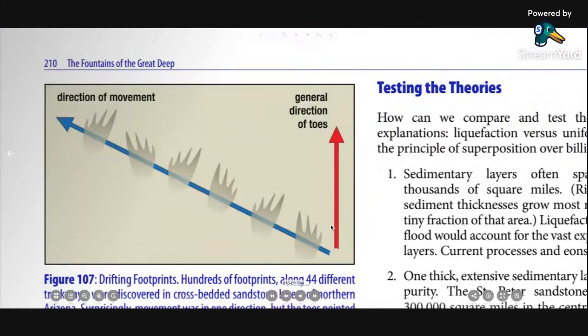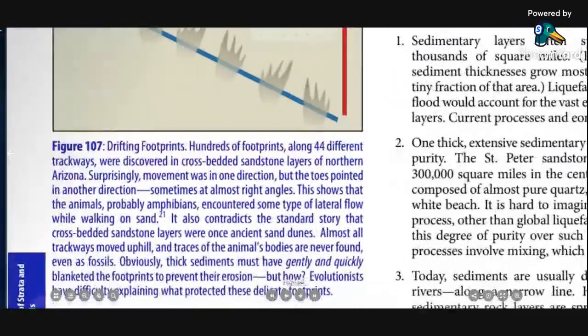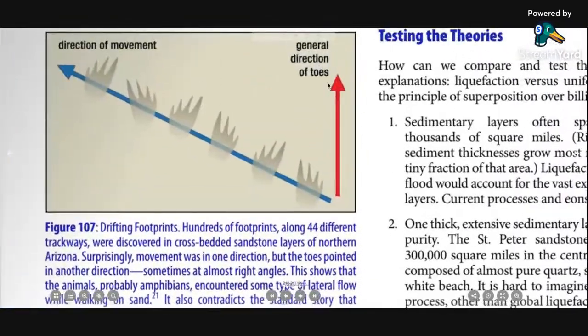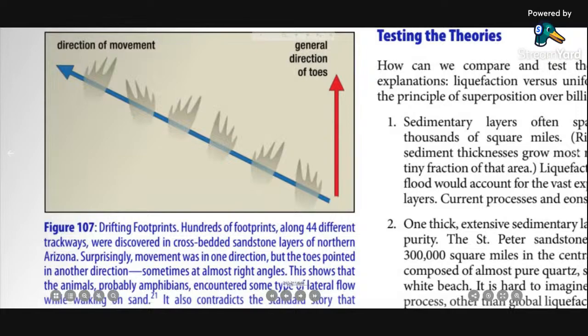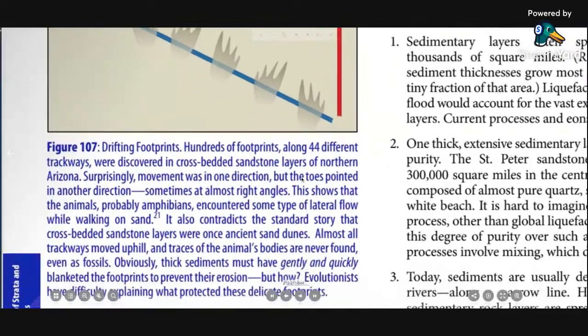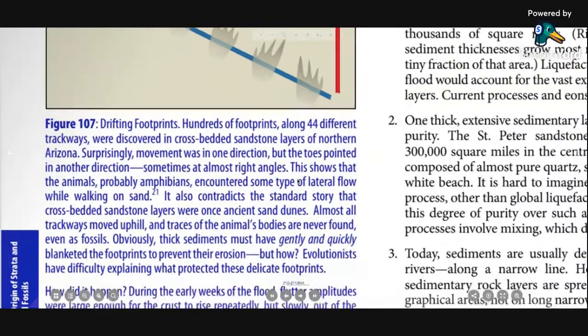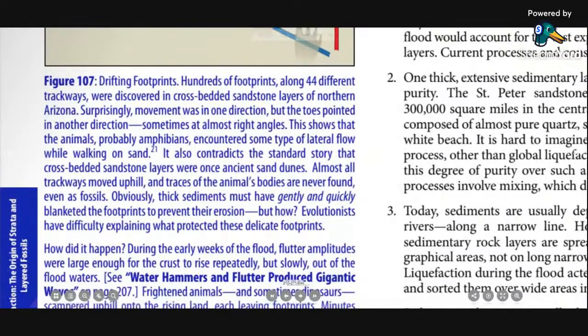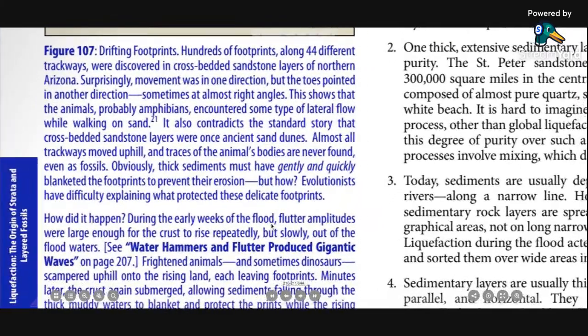Okay, direction of movement to the side, general direction of toes to the top. Figure 107. Drifting footprints. Hundreds of footprints along 44 different trackways were discovered in cross-bedded sandstones of northern Arizona. Surprisingly, movement was in one direction, but the toes pointed in another direction, sometimes almost at right angles. This shows that the animals, probably amphibians, encountered some type of lateral flow while walking on sand. It also contradicts the standard story that cross-bedded sandstone layers were once ancient sand dunes. Almost all trackways moved uphill, and traces of the animals' bodies are never found, even as fossils.